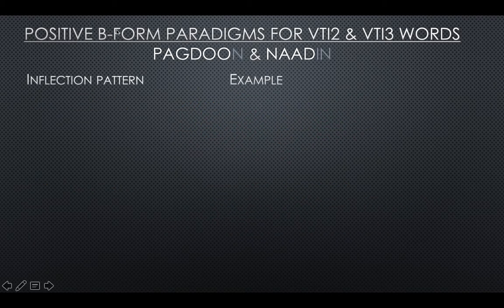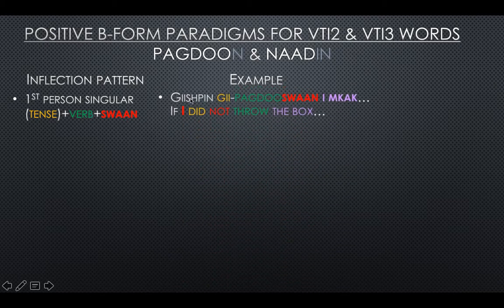All right, so now we're doing negative, again, B form of paradigms for VTI 2 and 3 words. So we're using pug don and not in, but if you'll notice, the N and IN here have been grayed, so we're probably going to get rid of those. So again, we're not using zwan, but we're using swan for our negative suffix. So this is what we're going to replace our N and INs with. Ich bin gi pug do swan im kuk.